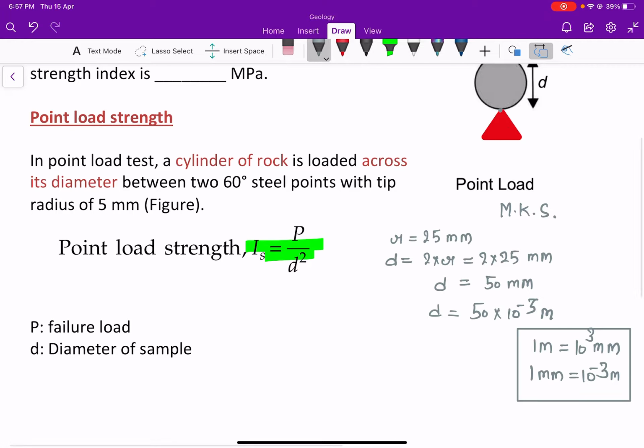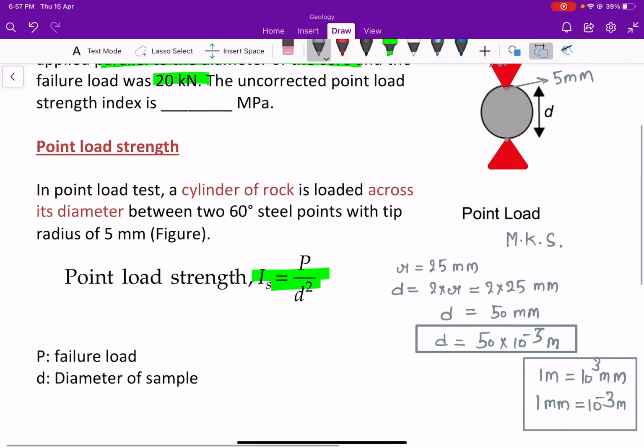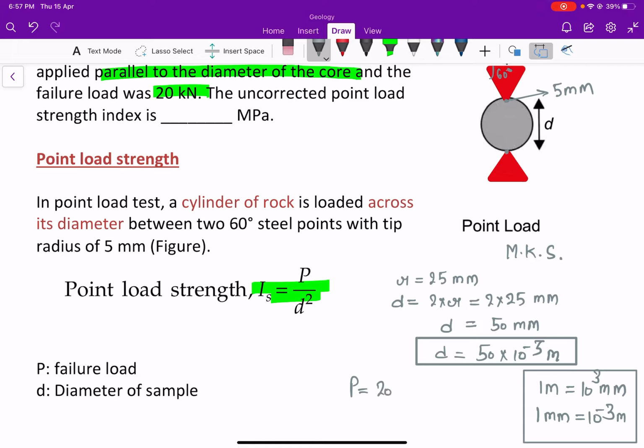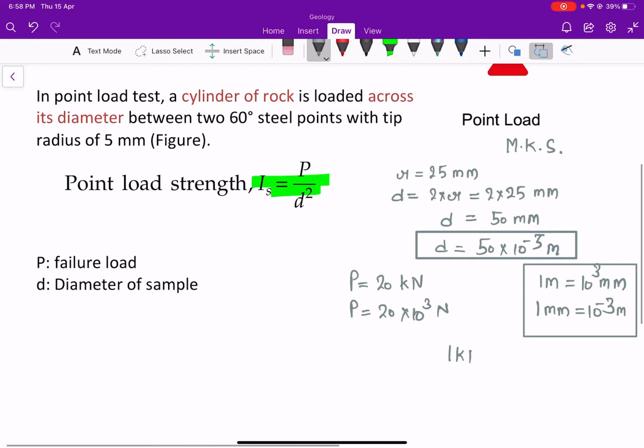Now we have the value of D in meter, and the value of P, that is the failure load, in the question is 20 kilonewton. So P equals 20 into 10 to the power 3 newton, because 1 kilonewton is equal to 10 to the power 3 newton. So P is equal to 20,000 newton. This is the value of P we get.